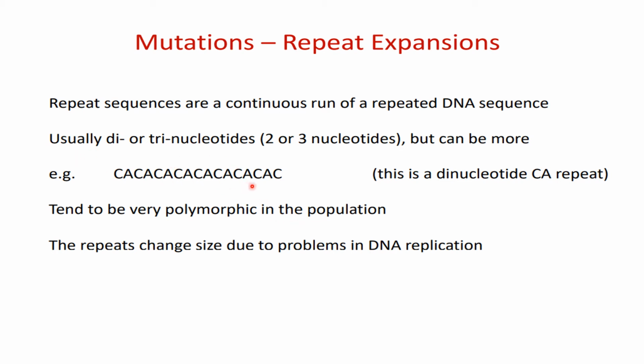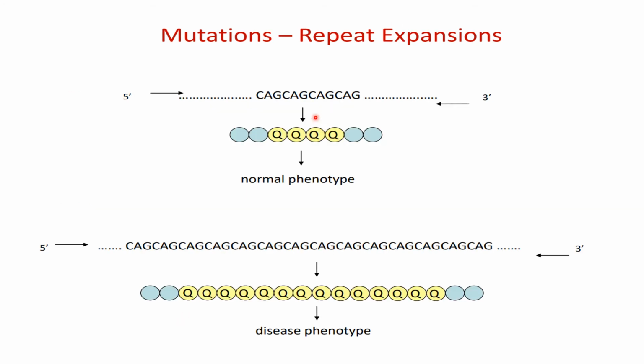This is an example of a repeat expansion mutation. This is a normal phenotype and this is a diseased phenotype. See how in the repeat expansion, the nucleotides are repeated continuously. See here. The expansion in DNA repeats has happened in this disease phenotype.